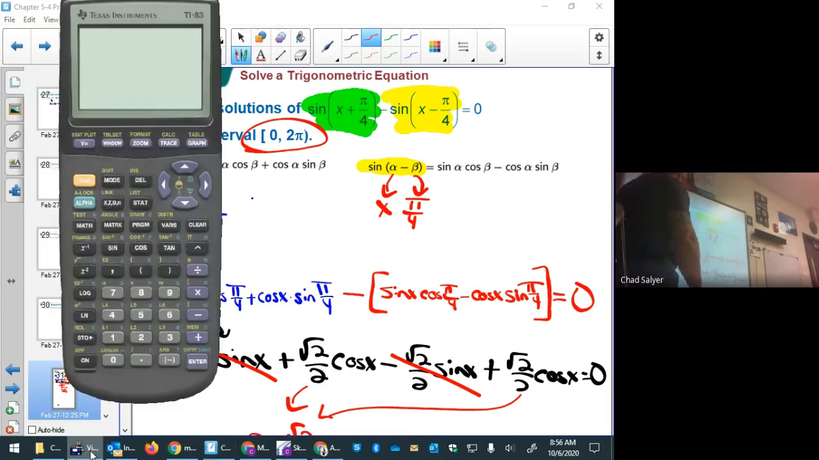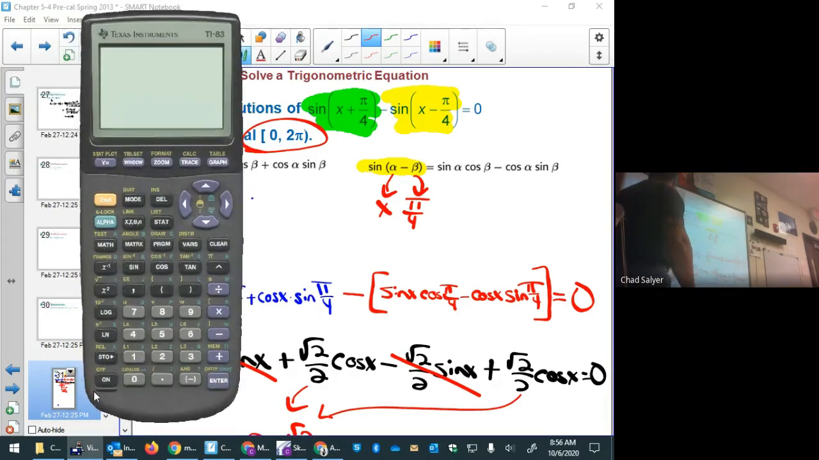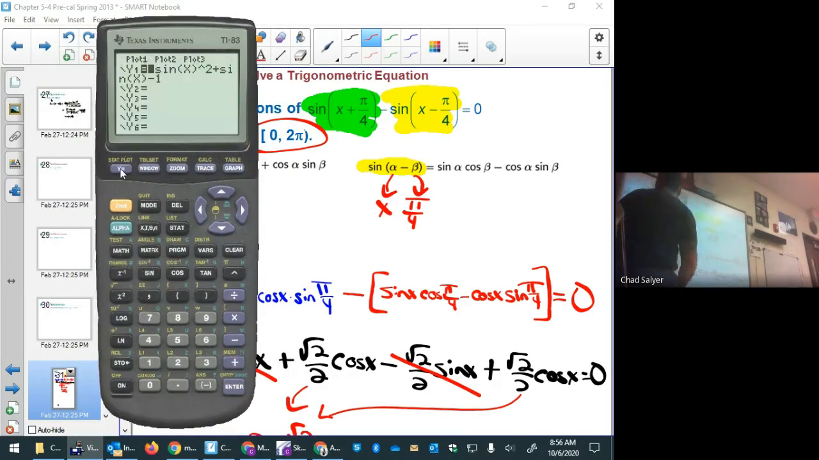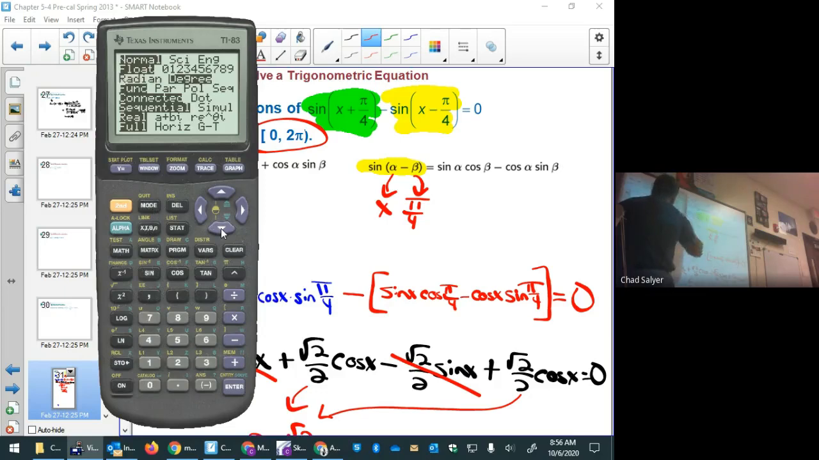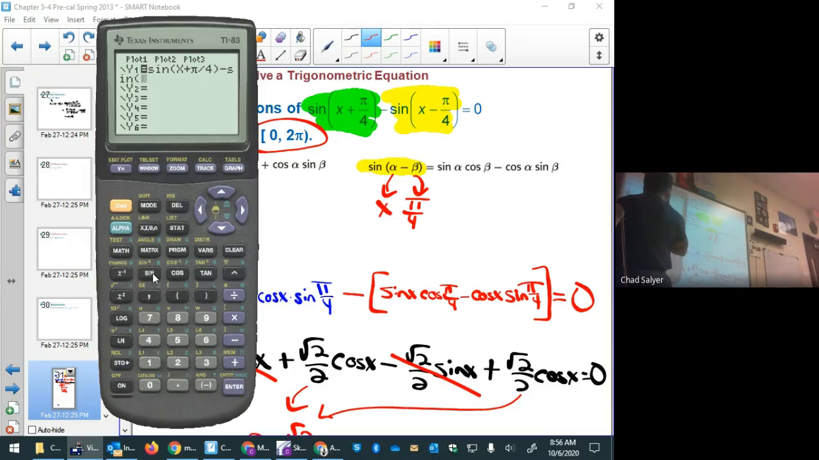So what you can do is use your graphing calculator, which you can use for the ACT, and make sure we're in radian mode, because we are inputting radians, first of all. Second of all, we're graphing. So both of those things necessitate the use of radian mode. So the sine of x plus pi over 4 minus the sine of x minus pi over 4.